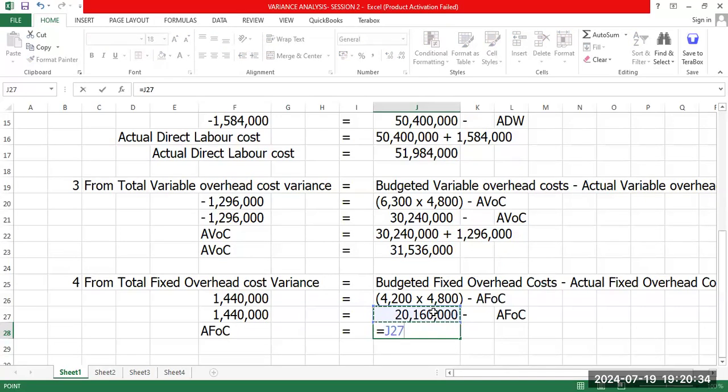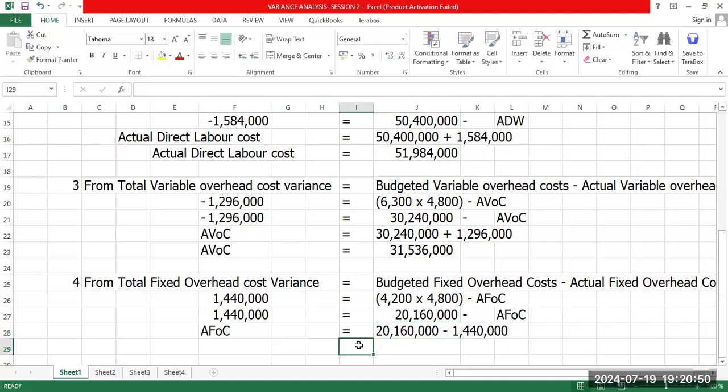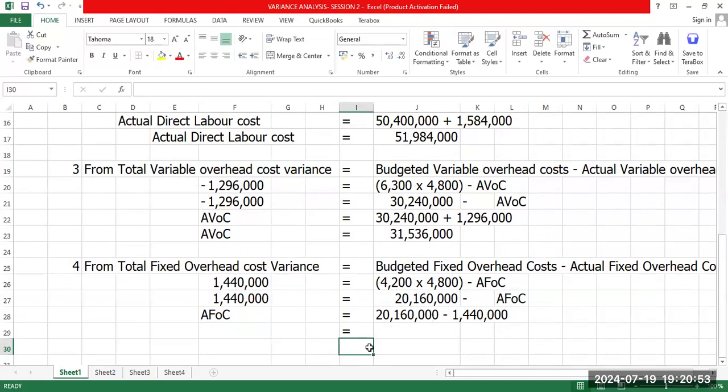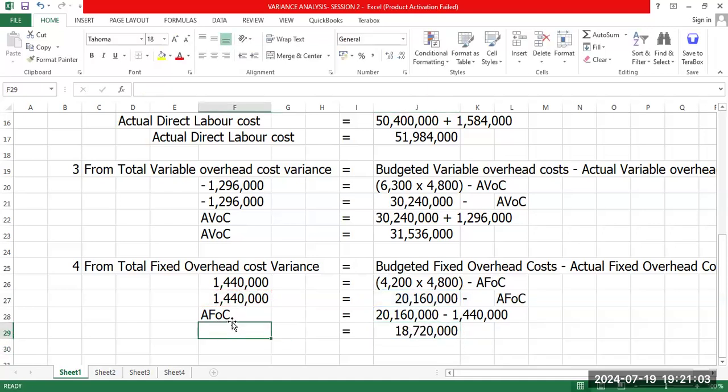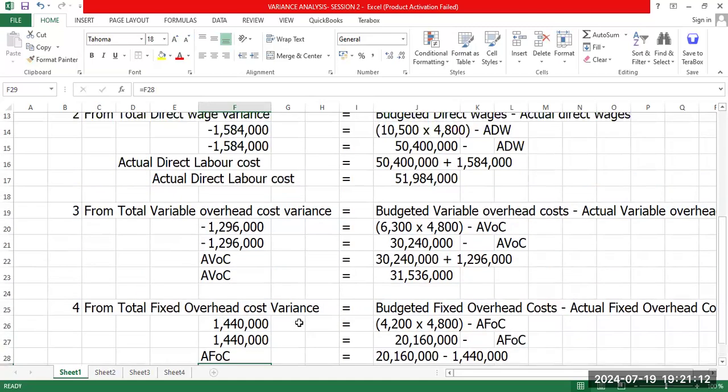If you get this, then you subtract 1,440,000. And finally, what do you have there in your calculator? 18,720,000. Perfect. So that's how we can get our actual information.